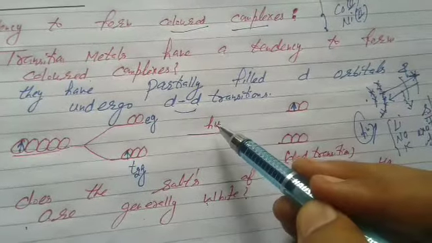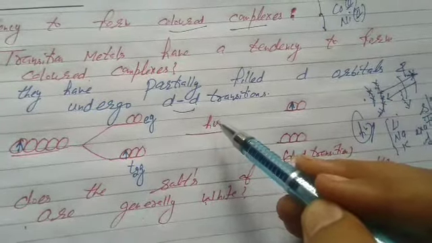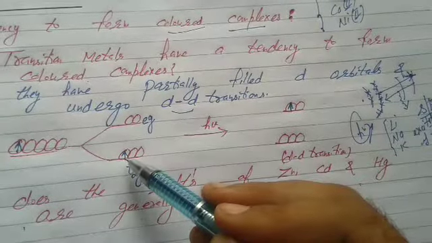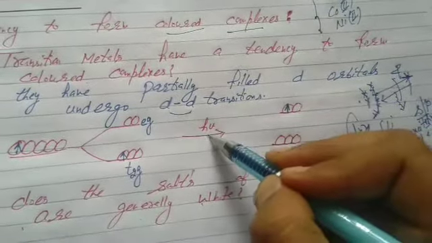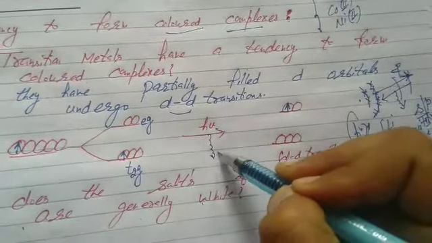Students, when sunlight, visible light strikes it, a very small amount of energy is absorbed and the electron jumps from the t2g to the eg level. The rest is emitted in the form of radiations, hence they impart color.